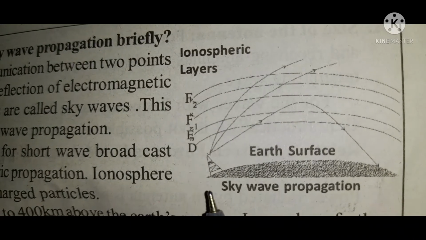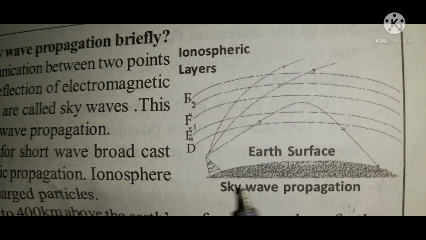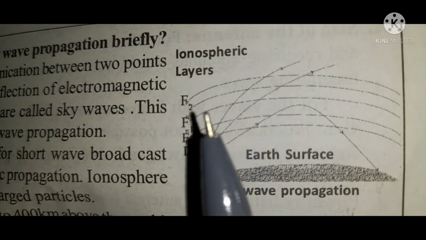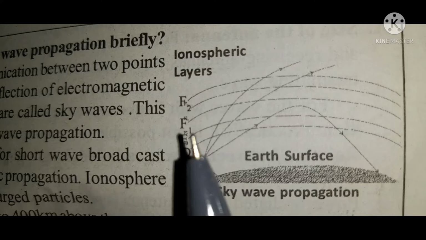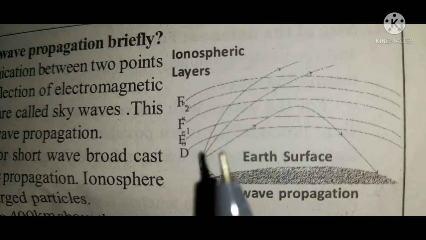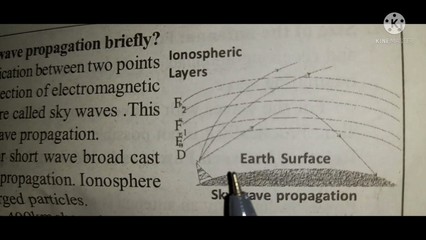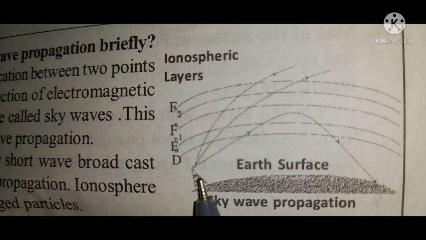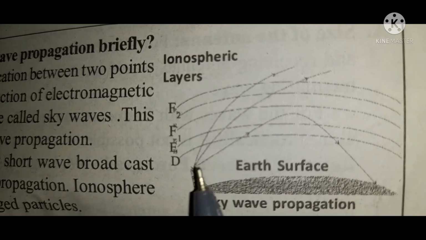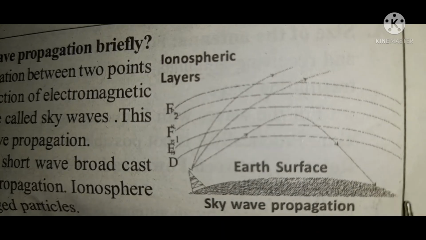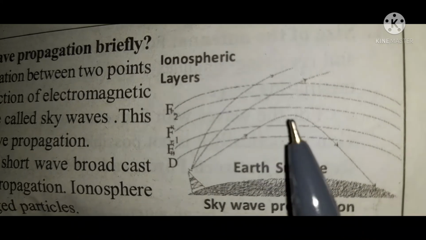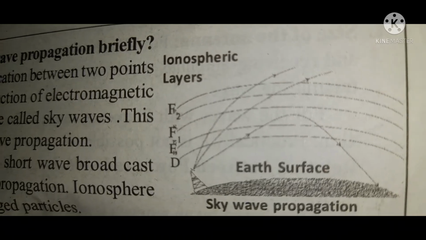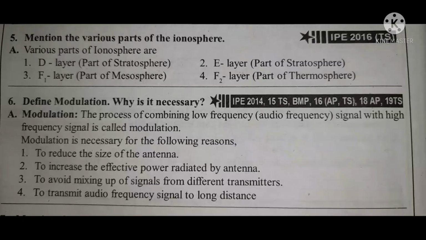Say, for example, this is the earth surface, and this is one antenna. Above the surface of the earth, so many layers are there, which we can call D, E, F1, F2. These are the layers. So skywave propagation means, from the definition, whenever the signal wave is sent from this point, it will be received at this particular point by the reflection of these waves. This type of propagation we can call skywave propagation.